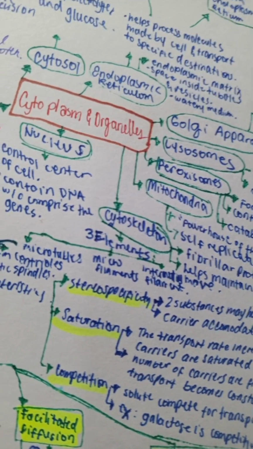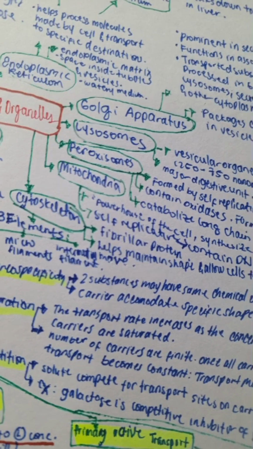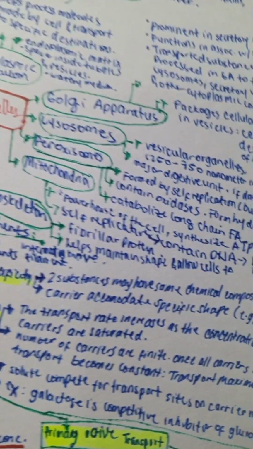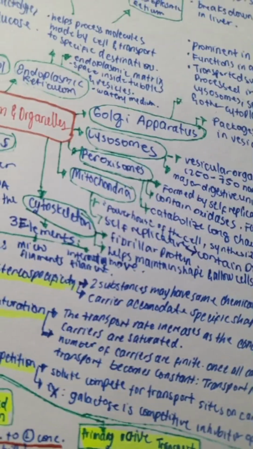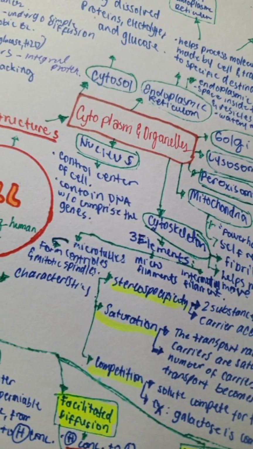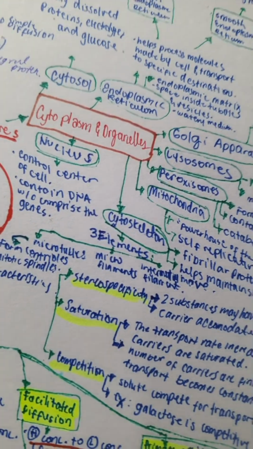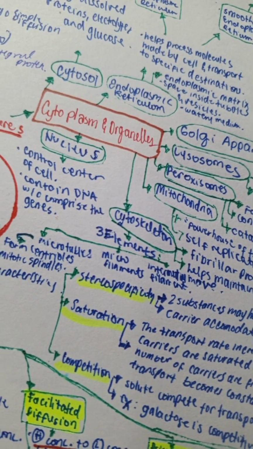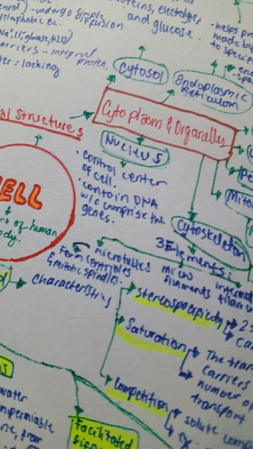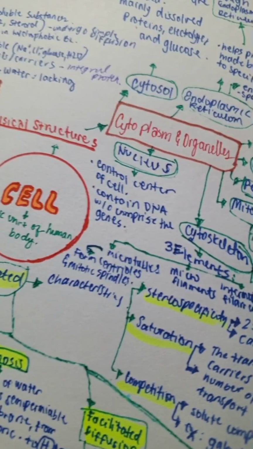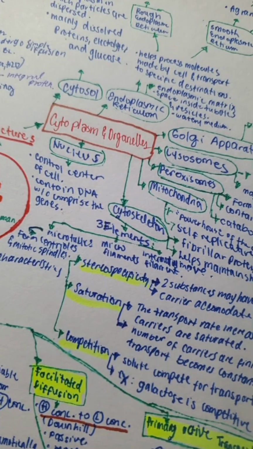We also have the cytoskeleton. This is a fibrillar protein, and the cytoskeleton helps to maintain the shape and allows the cells to move. We have here three elements: the microtubules, the microfilaments, and the intermediate filaments. The microtubules form the centrioles and the mitotic spindles. So those are the three elements under the cytoskeleton.